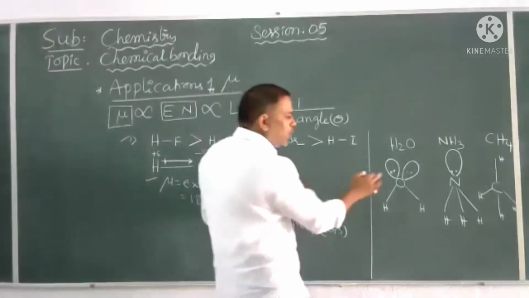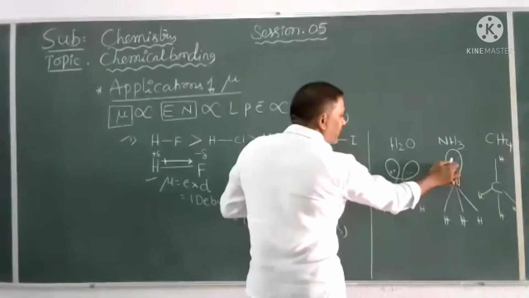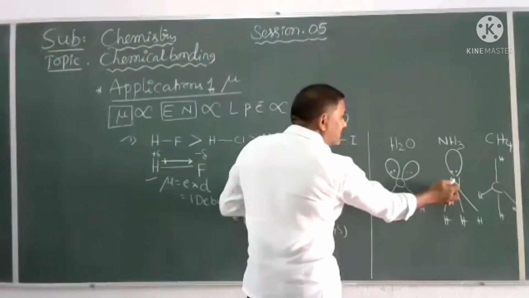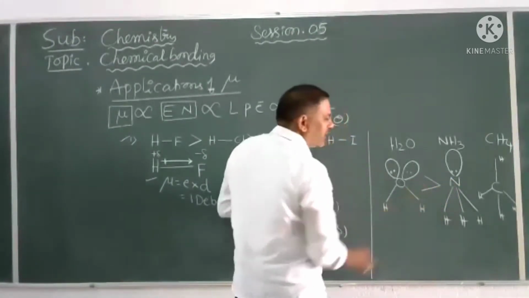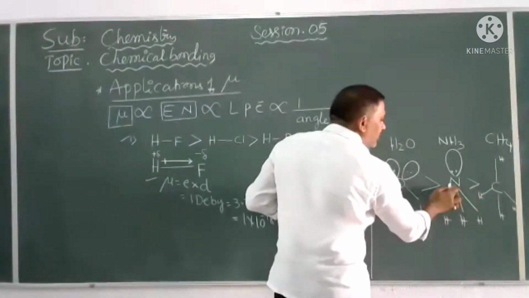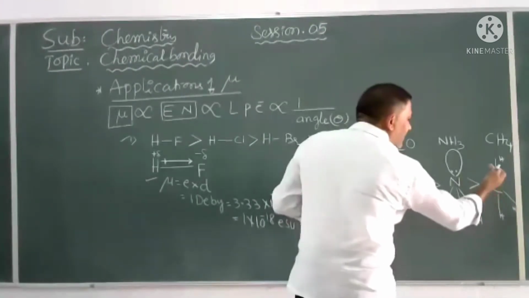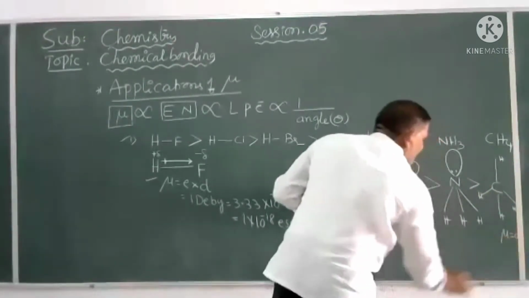See here, two lone pairs are there. These two are the lone pairs. Here there is lone pair 1, so compared to water, ammonia has less dipole moment. That's why in the water molecule the dipole moment is more than in ammonia, and ammonia has more dipole moment than the methane molecule. Methane is tetrahedral, that is symmetrical, so its dipole moment is equal to 0.